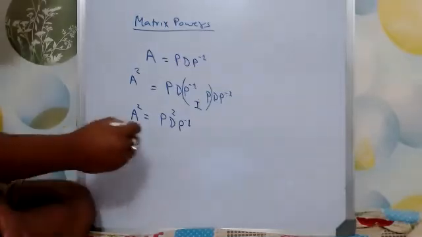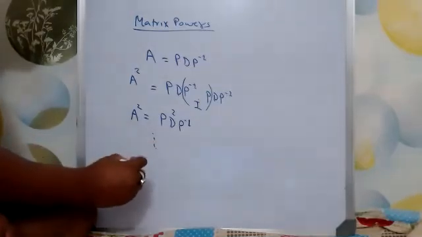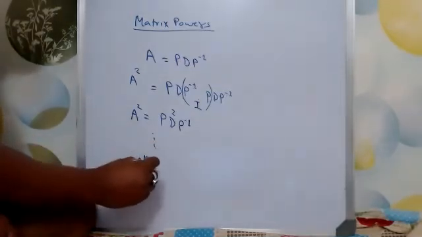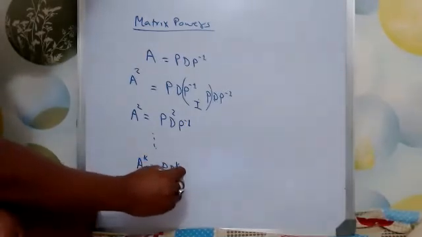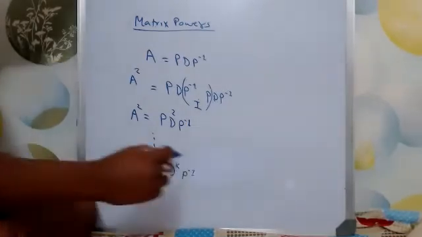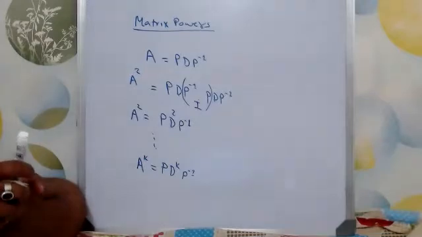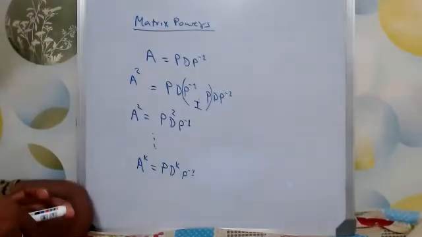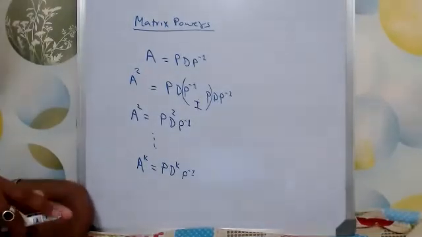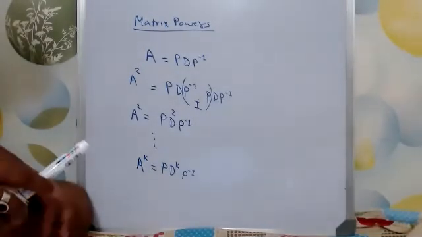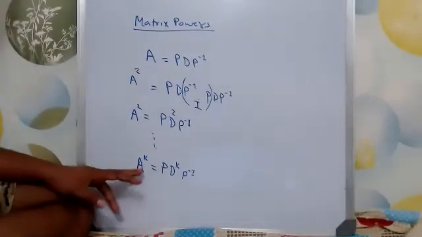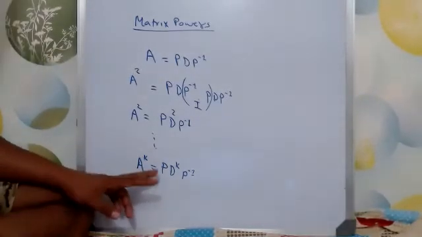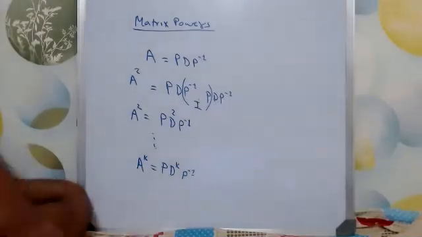So going by that law, we can see that A to the power k is equal to P into D to the power k into P inverse, only if the matrix A has all independent eigenvectors. So if A has all independent eigenvectors, then A to the power k is actually P into D to the power k into P minus 1.